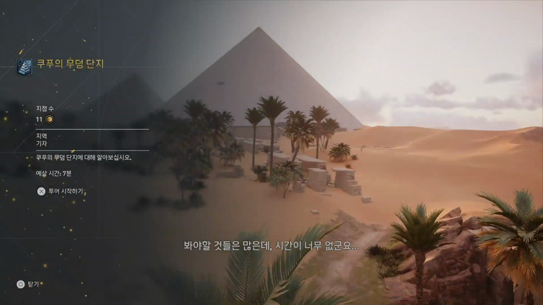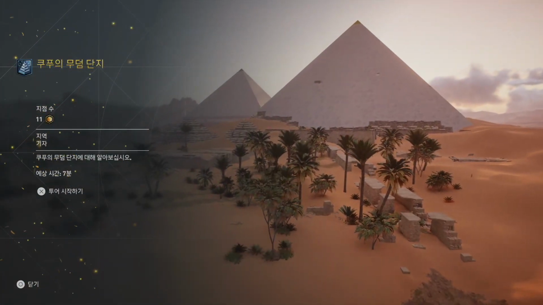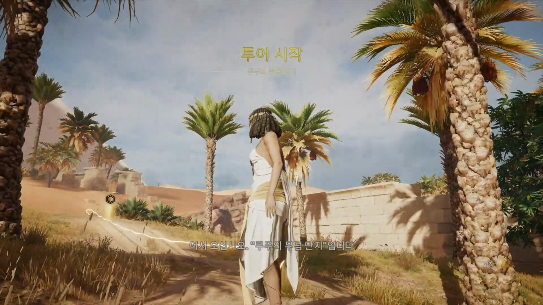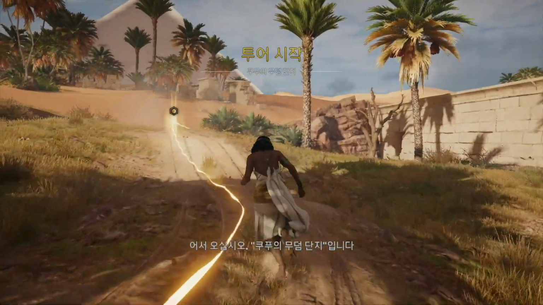So many tours, so little time. Welcome to Khufu's Funerary Complex.